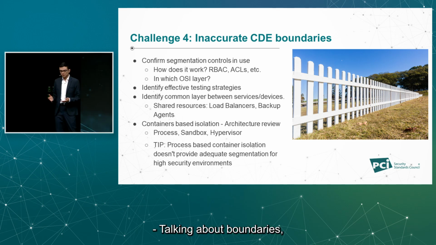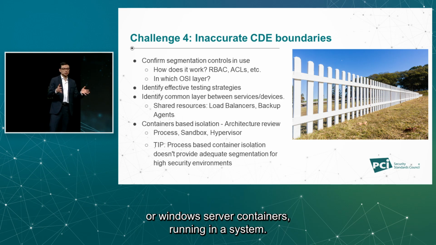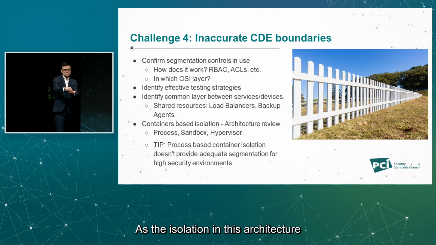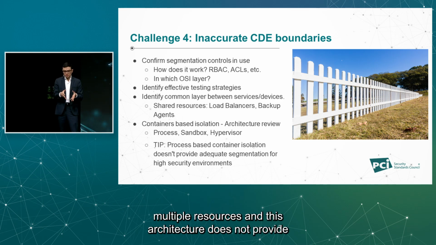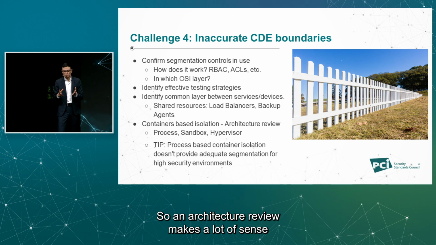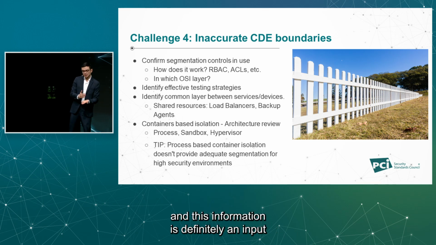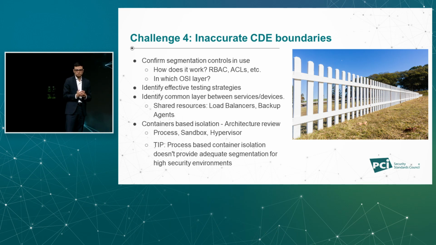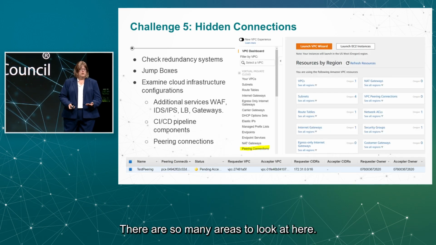Talking about boundaries, let's imagine multiple Docker, maybe containerd, or Windows Server containers running in a system. As the isolation in this architecture is based on the process, all containers share multiple resources, and this architecture does not provide adequate segmentation for a high-security environment. So an architecture review makes a lot of sense to identify how these boundaries are set, and this information is definitely an input for the scoping of the test.